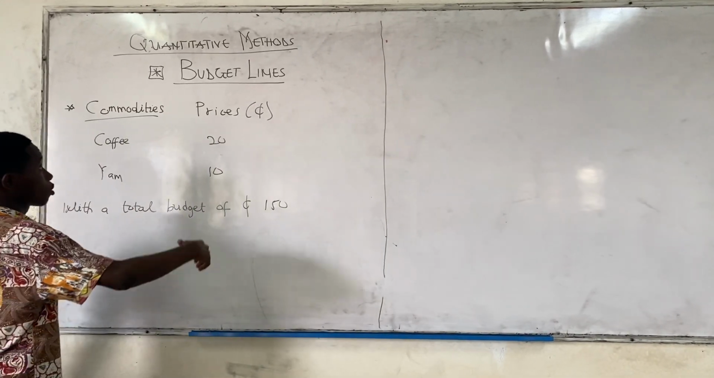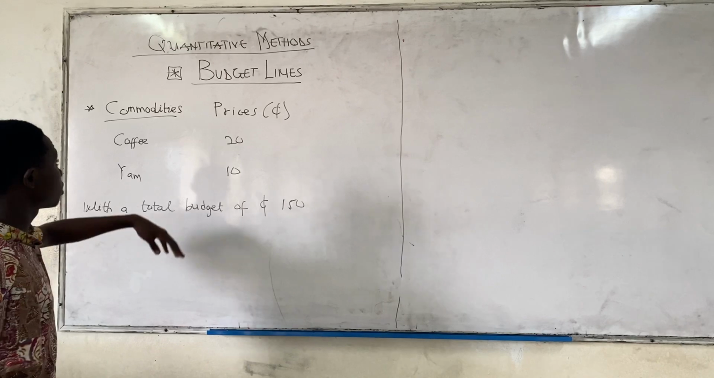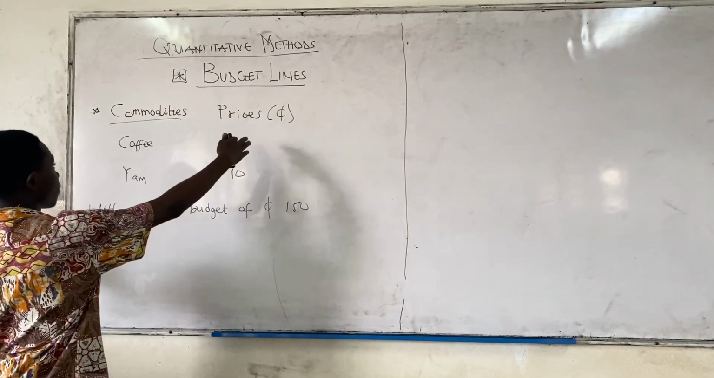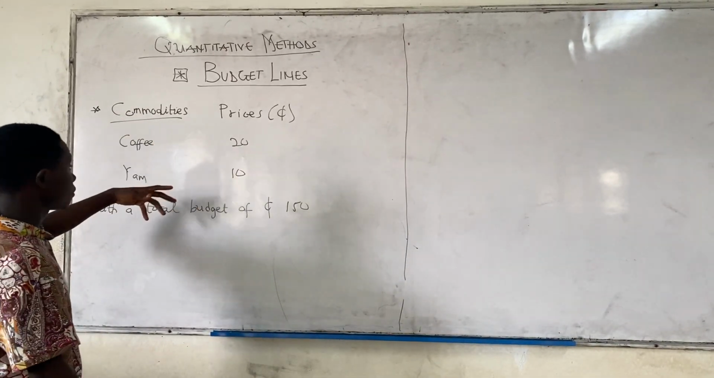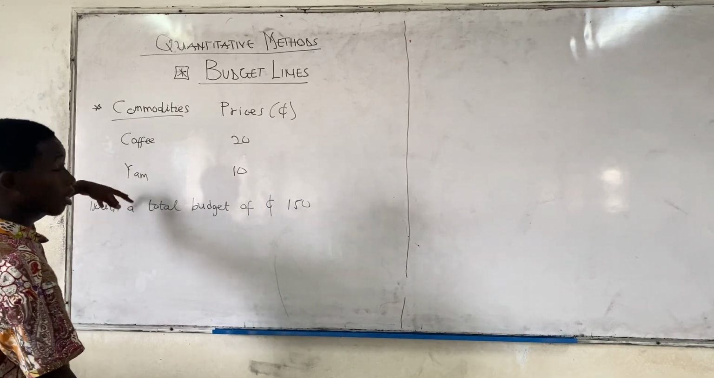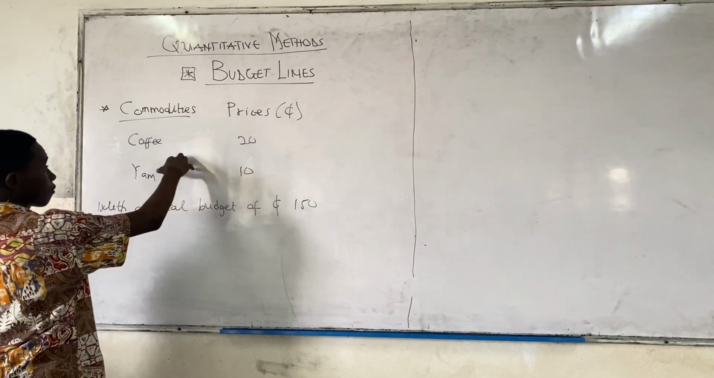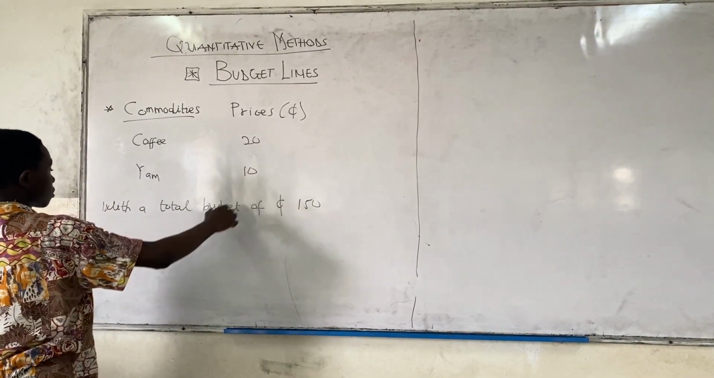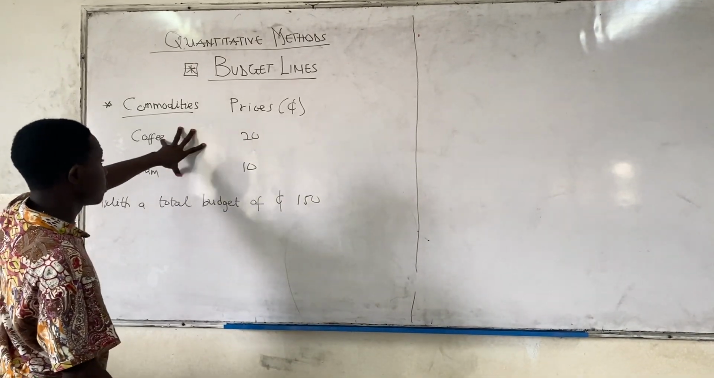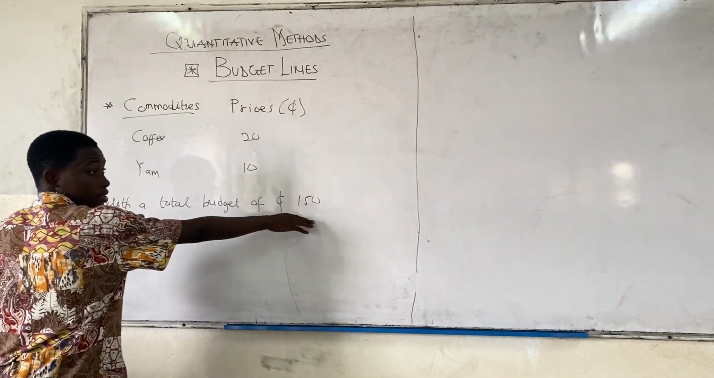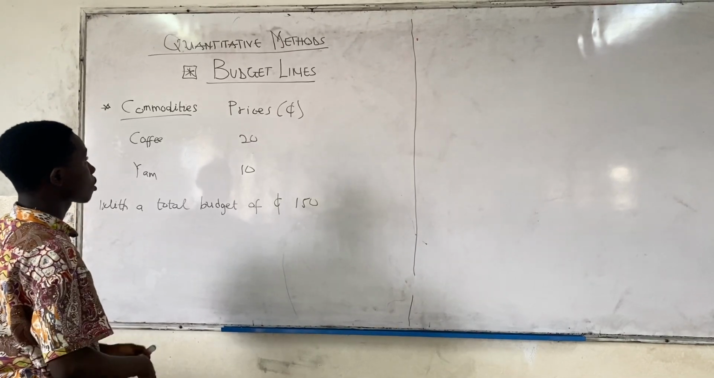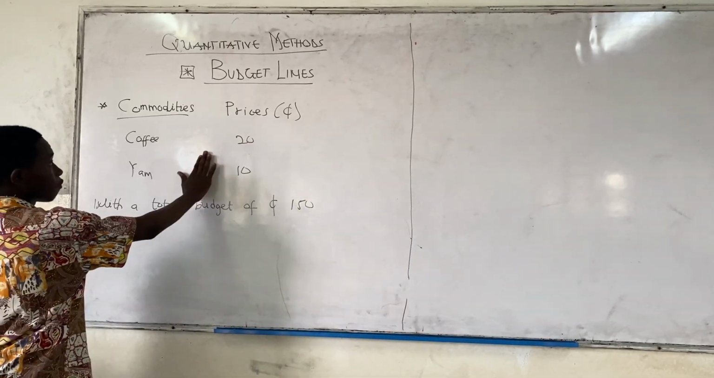Basically, that's all we can say about our budget line. You'll be given various commodities with their respective prices. Let's say the commodities being given now, we have coffee, we have yam. The price for coffee is 20 cedis, yam is 10 cedis. The total budget given for these commodities is 150 Ghana cedis. You might be asked to calculate the budget line for this given information.